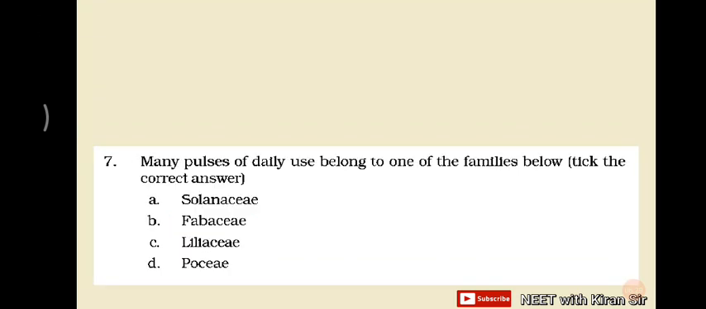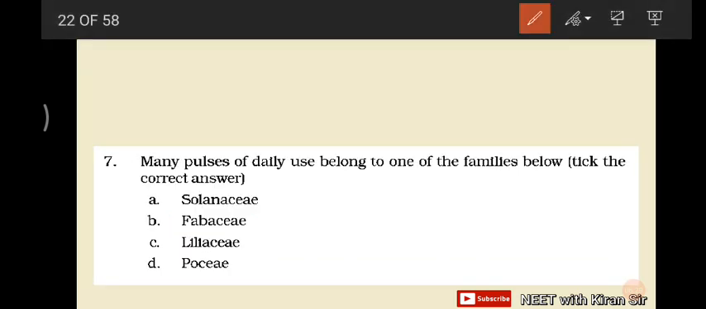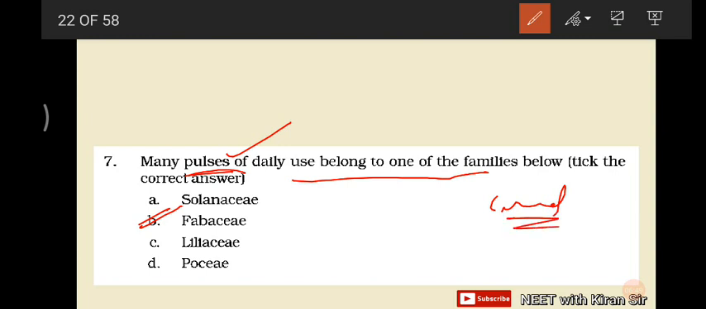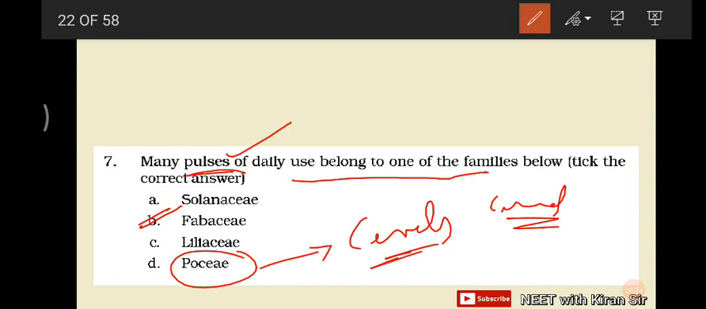Okay, next one. Many pulses of daily use belong to the family... Take the correct answer. When I talk about the source of pulses, please remember the family Fabaceae. If they are the source of cereals, we'll go with the family Poaceae. They are nothing but cereals. If they ask about pulses, we'll go with the family Fabaceae.